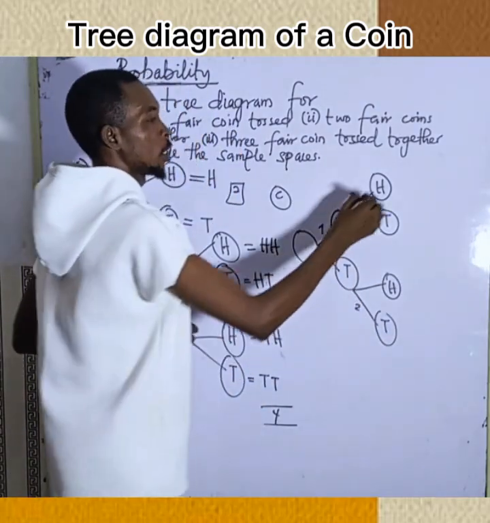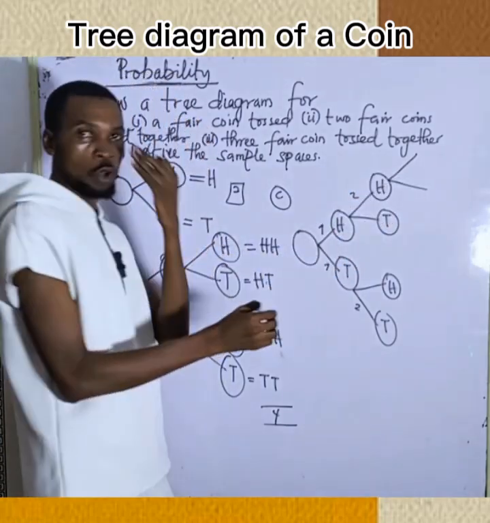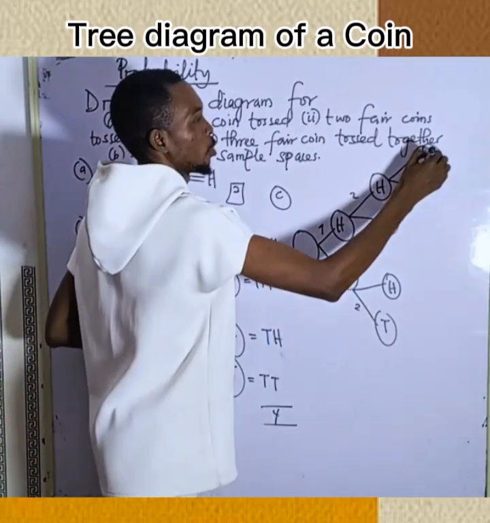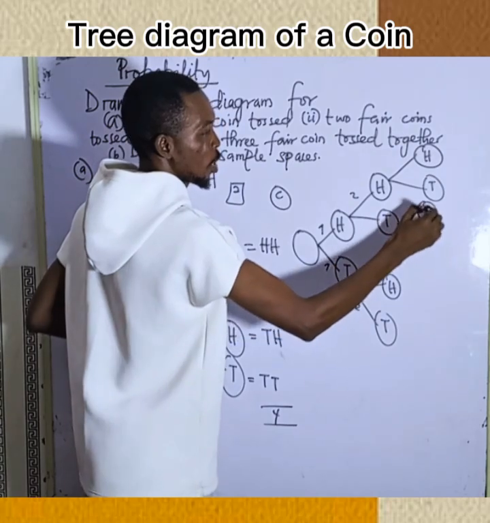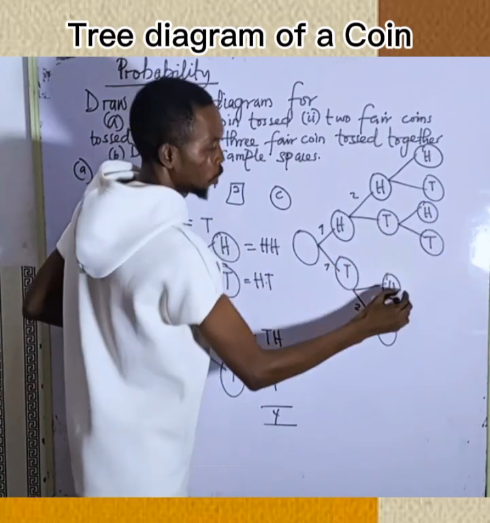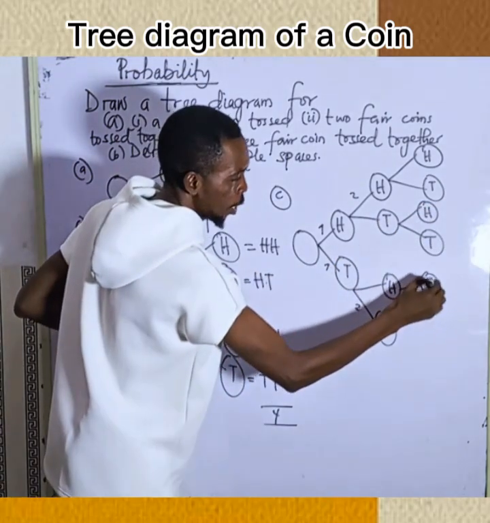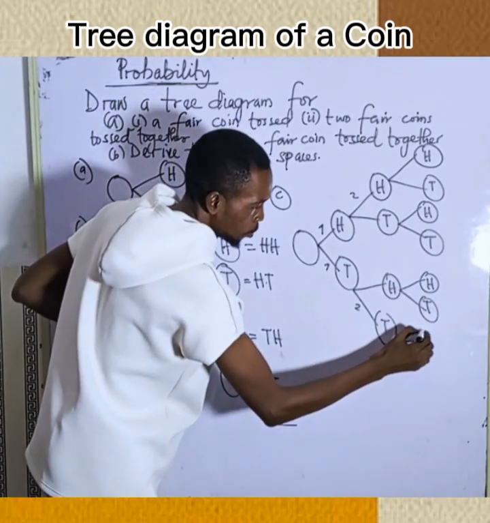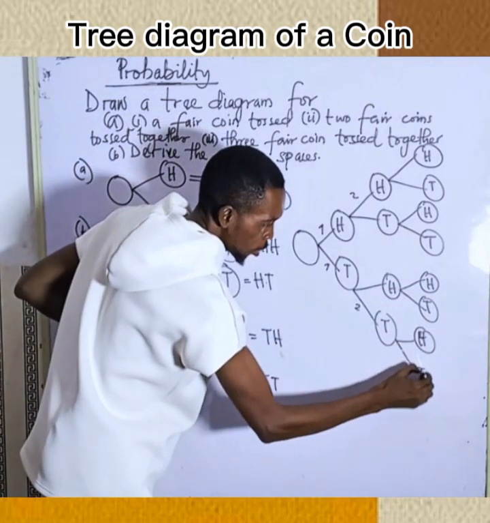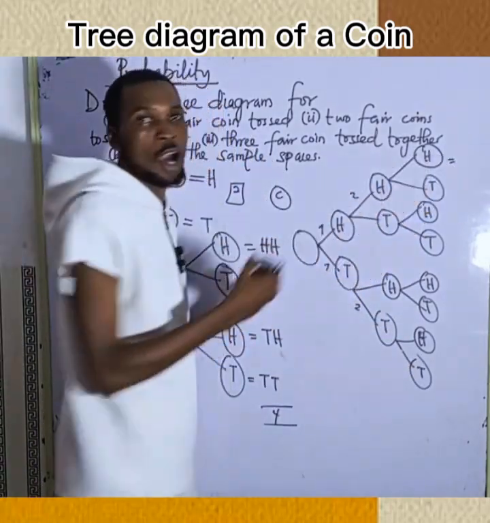Then in the third throw, because the coin was tossed 3 times, we're going to have head and another tail. This one too, you split it. Head and another tail. This one too, you split it. Head and a tail. Then this one too, you split it. That's a head and a what? And a tail. Then we write the outcomes out.